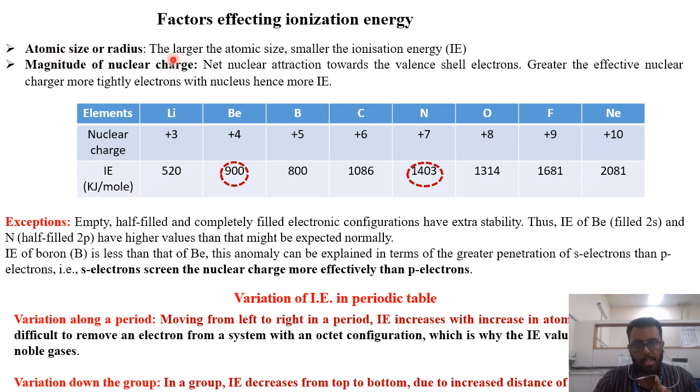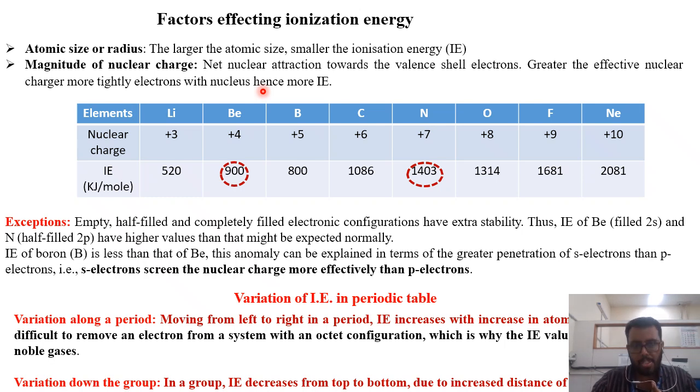If you look at the size, the larger the atomic size, the smaller will be the ionization energy. What is the reason? The larger the atomic size, the valence electron will be away from the nucleus. With a smaller size there is more shielding effect, but if the atomic size is larger, the shielding constant will be less, and the net pull experienced by the valence electron will be less. So you can supply minimum energy, and the ionization energy will be smaller.